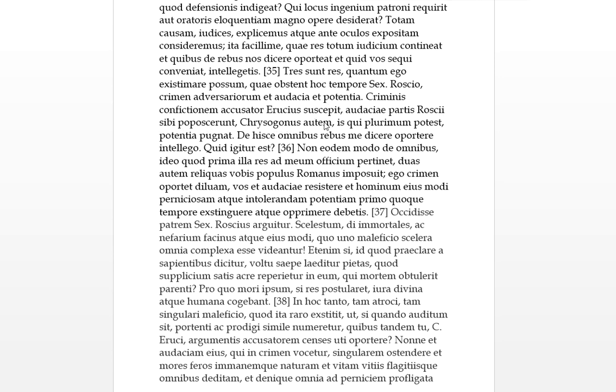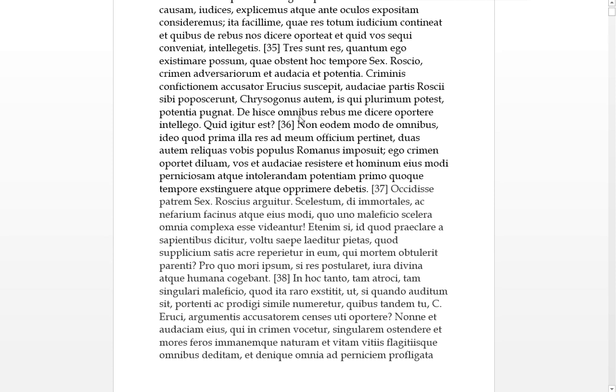And Chrysogonus, moreover, he who potest plurimum, who is able to influence the most, who has the most power, he pugnat, he is fighting with potentia, with his power. So these are the three blockages. This accuser has created the fiction of the crime, the boldness the Roscii have demanded for themselves, and Chrysogonus has the most power and influence, and he is fighting it with his power.